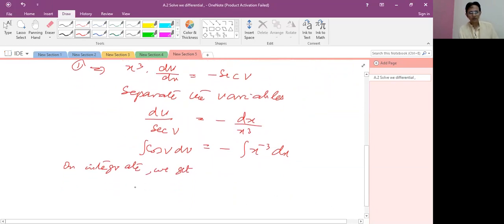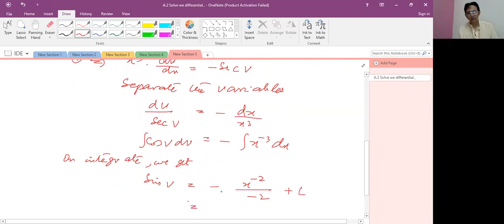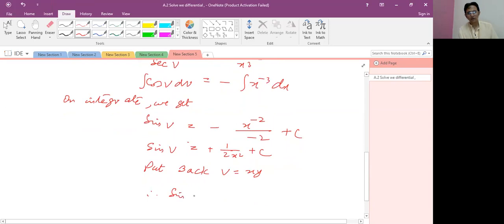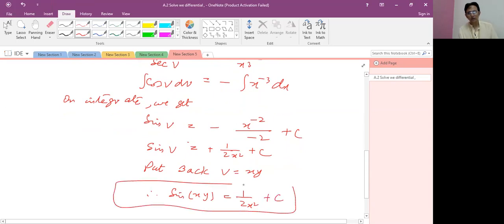the integral of cos v is sin v, equals minus x raised to the power minus 3 plus 1, so minus 2 upon minus 2, plus c, a constant of integration, and minus minus plus. So 1 upon 2 x square plus c. If we shift this value to the denominator, sin v equals 1 upon... put back v. What is v? v equals xy. Therefore sin of xy equals 1 upon 2 times x square plus c. So this is called the solution of the differential equation by the variable separable method.